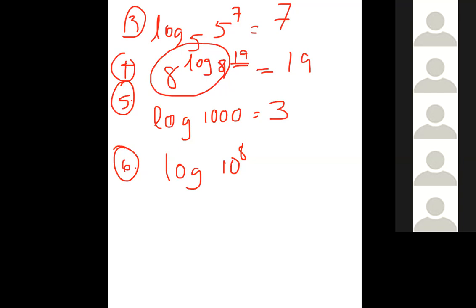Log 10 to the 8th power. What is that one? Awesome, Megan said. It's 8. Remember, log 10 simplifies to 1, so you're just left with the exponent, guys. So here comes the next one, number 7. Natural log 1, what does that simplify to?